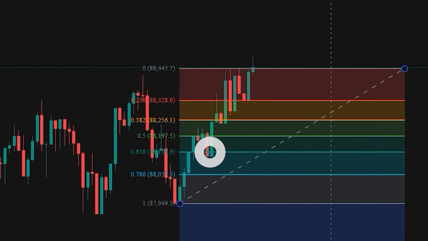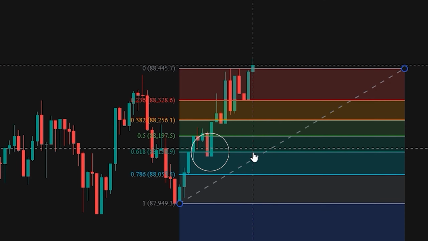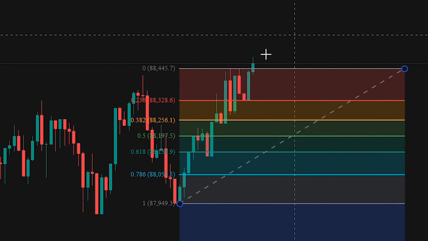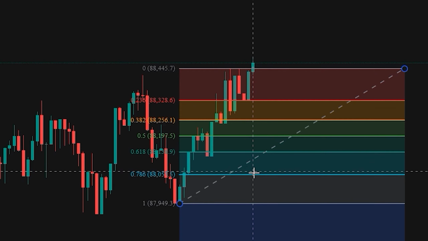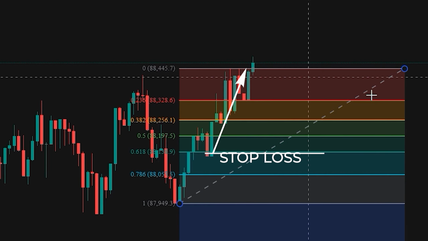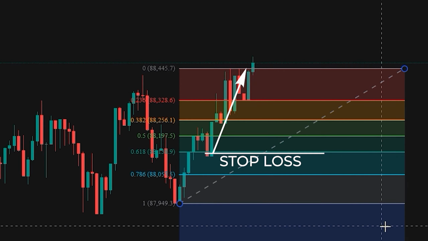So we also have lower levels. These are 0.618 and 0.786. We use these levels to hedge our positions. If here we enter an uptrade for trend continuation, we set a stop loss at these levels.